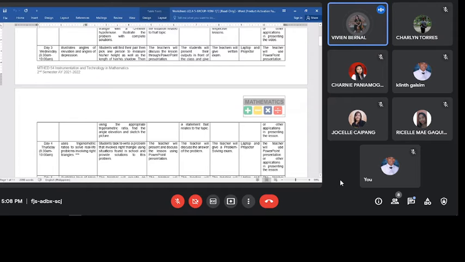For the discussion, the teacher will present and discuss the lesson using PowerPoint presentation. Then for the independent practice, the teacher will discuss the answers to the problem. For assessment, the teacher will give a problem solving exam. Then for the hardware, the teacher will use laptop and projector. For the software, the teacher will use PowerPoint presentation or other applications in presenting the lesson.